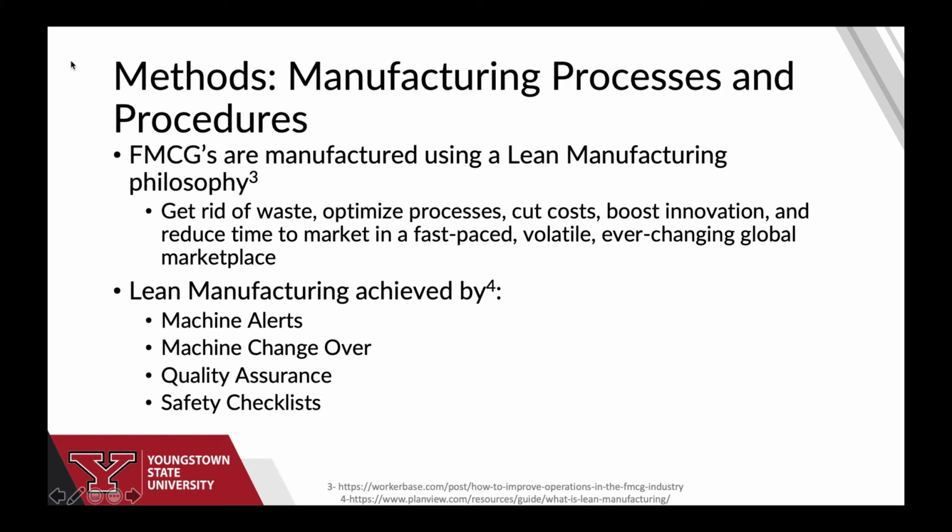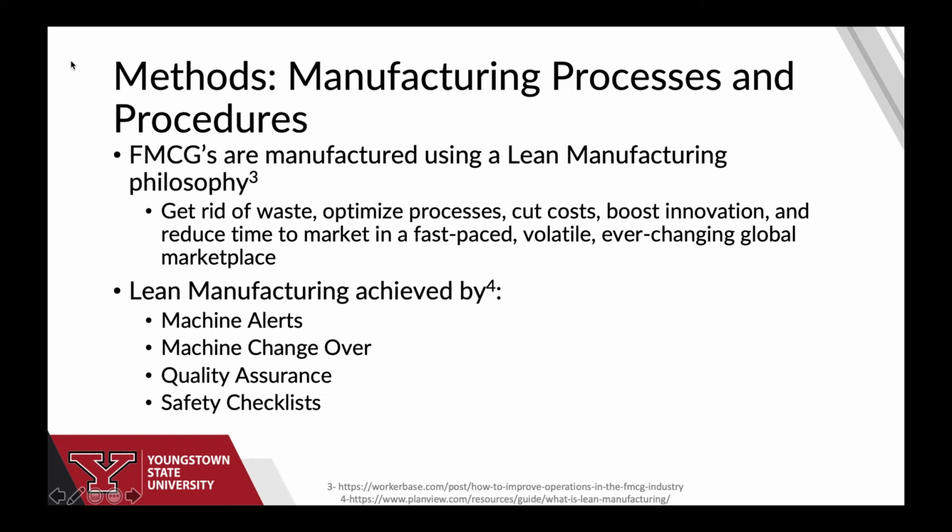Machine alerts can include having a notification if, like, a machine goes down so that an operator is ready to fix it on hand. Additionally, machine changeover. So when there is a step-by-step process on how to switch over from one machine to another, or an operator from one machine to another, utilizing the changeover process can help with the efficiency and the optimization of processes.